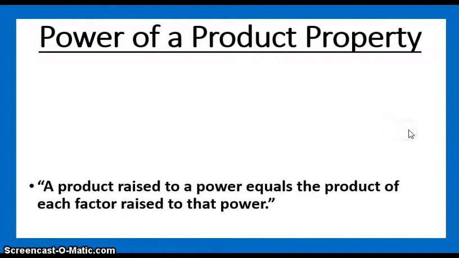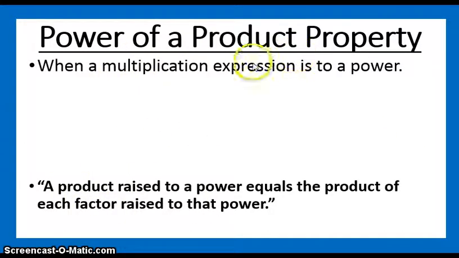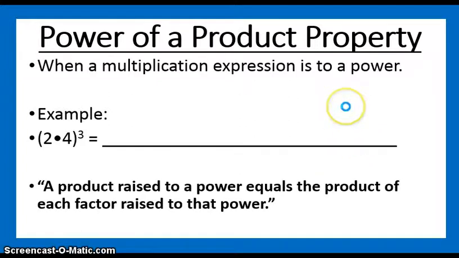Now let's look at rule 3. Rule 3 is the power of a product property. This is used when you have a multiplication expression to a power. So you could say a product raised to a power equals the product of each factor raised to that power. Let me show you an example.